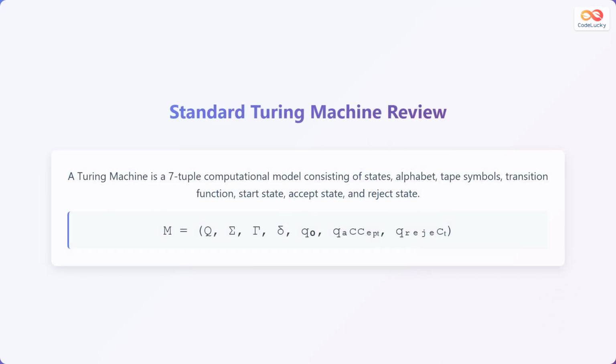Before we delve into the variants, let's briefly review the standard Turing machine. A Turing machine is defined as a 7-tuple computational model. It consists of a set of states, an alphabet, tape symbols, a transition function, a start state, an accept state, and a reject state. This can be formally represented as M equals (Q, Sigma, Gamma, delta, q0, q_accept, q_reject), where each symbol represents a component of the Turing machine.